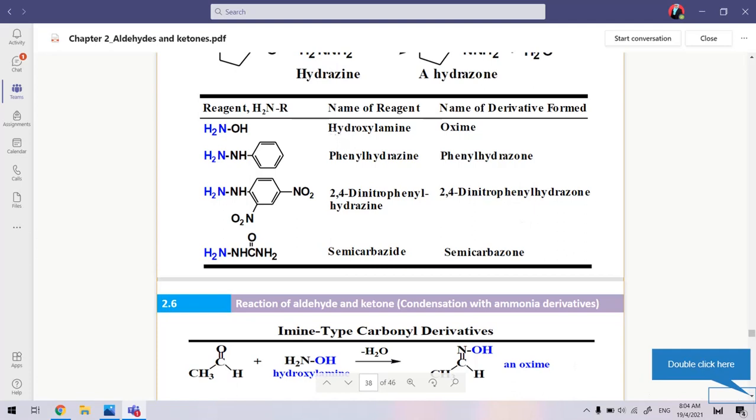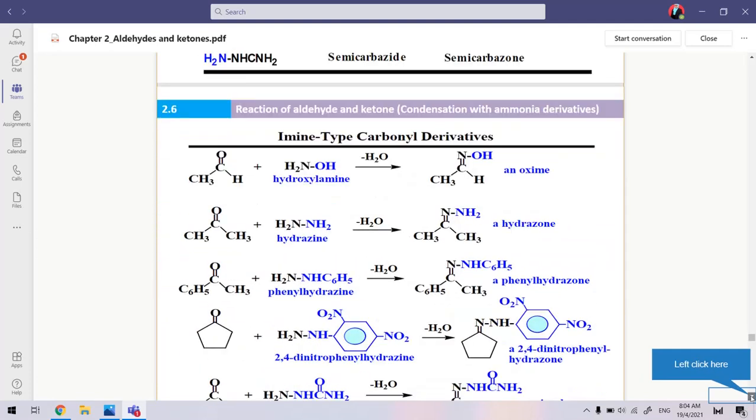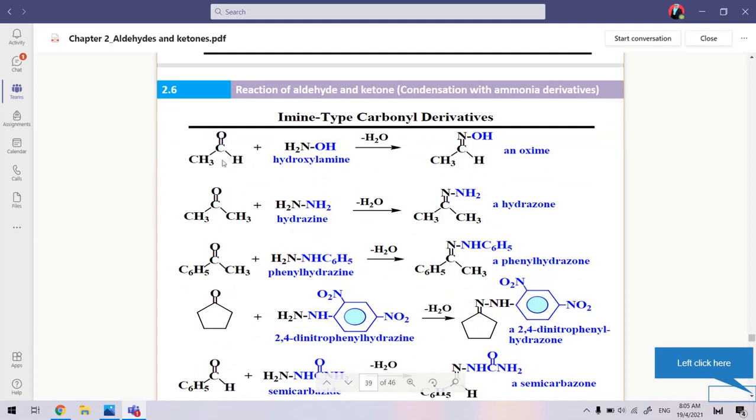Here are the names of the reagents: hydroxylamine, phenylhydrazine, then 2,4-dinitrophenylhydrazine, and here the name is semicarbazide. Okay, here when this aldehyde reacts with hydroxylamine, you will remove this group as H2O and the double bond will connect to this N to produce an oxime.